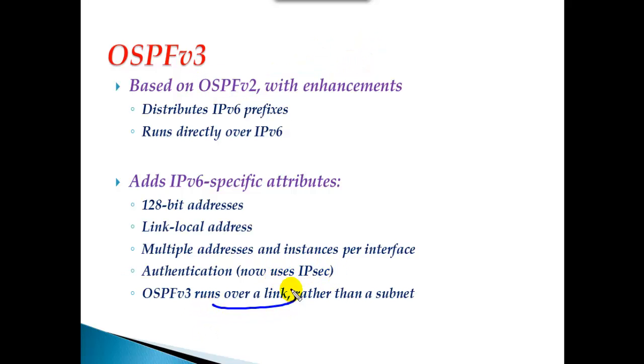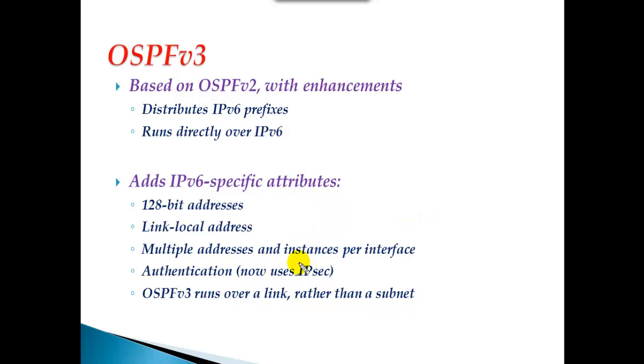And then OSPF runs over a link rather than running on a specific subnet. Which means we are going to run OSPF directly under the interface, not on the subnet, which means we don't use network commands here. Instead, we enable the protocol under the interface just like we did in a previous section in RIP.